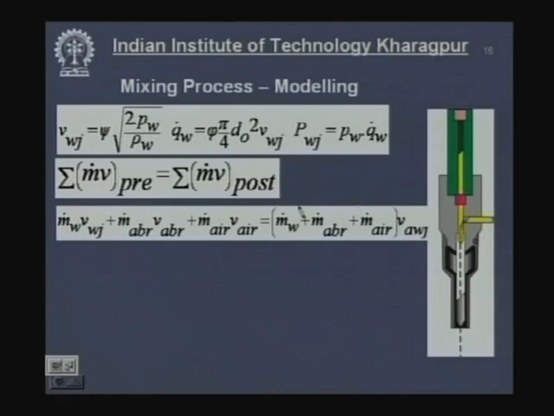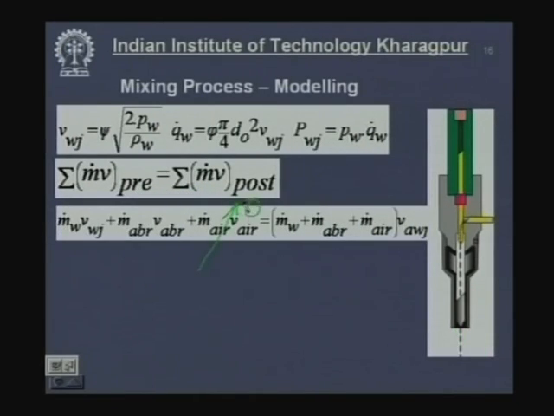That can be written like this. This is the momentum of water jet before mixing. This is the momentum of abrasive phase before mixing. This is the momentum of air phase, and this part is after mixing, when it is coming out of this particular position. Now, air, the mass flow rate as such is less, so their momentum is almost 0.